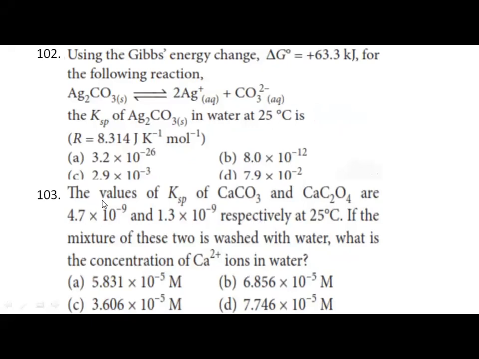Yes. Next question. The values of KSP, that is solubility product of calcium carbonate and calcium oxalate, are 4.7 into 10 raised to minus 9 and 1.3 into 10 raised to minus 9 respectively at 25 degrees Celsius. If the mixture of these two is washed with water, what is the concentration of Ca plus 2 ions in water? See, some questions will be very beautifully framed, right? So calcium carbonate dissociates to give Ca plus 2 plus CO3 minus 2. If this is X, this will also be X, correct?